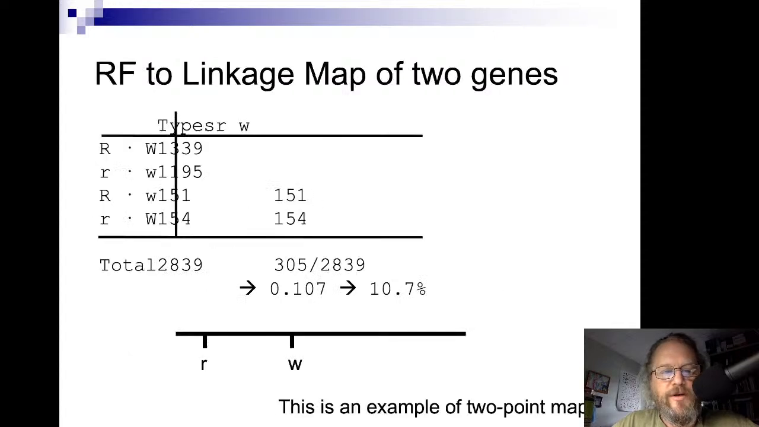So we put that together, we have a little bit of formatting issues, but we're looking at the recombinant versus the wild type. So I'll have to fix this slide, but here's our parental types, so there's no recombination between them, so we don't count them as evidence, but we do count the recombinant types, and we add them up and get 305 divided by the total, and so the linkage map distance in centimorgans is 10.7.